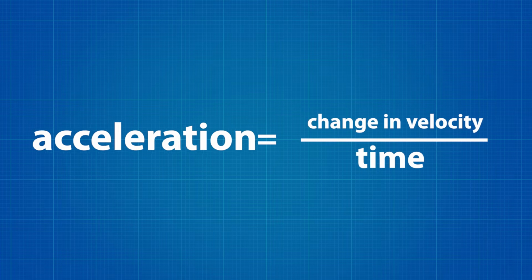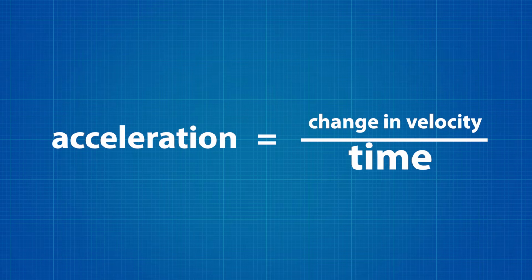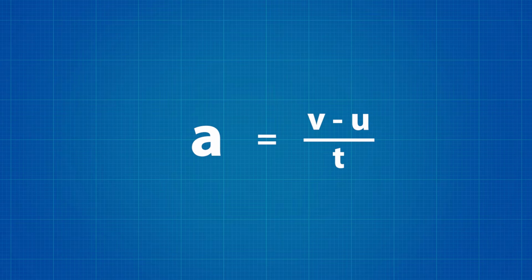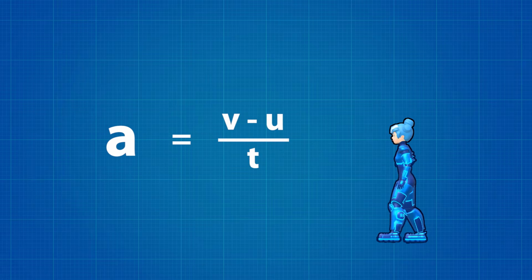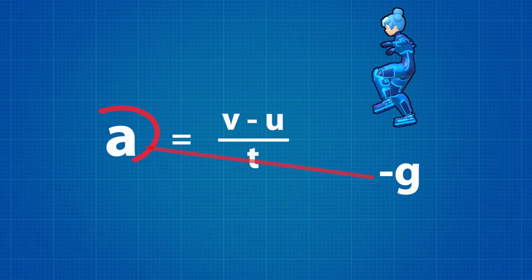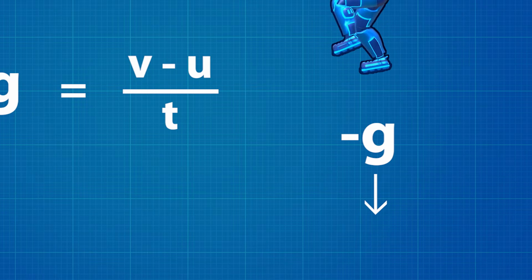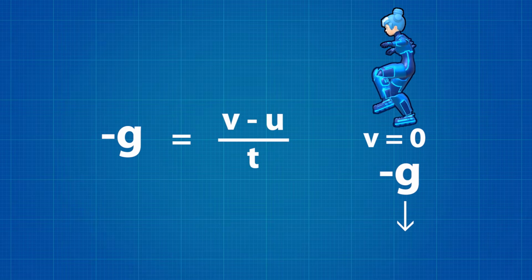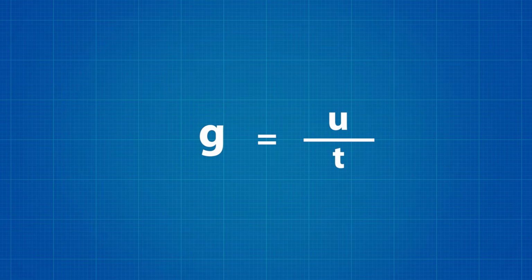To get the value of g, I'm going to use this equation which is acceleration equals a change in velocity divided by time. Or we can write this as a equals v minus u divided by t. And for jump motion, we can put g in place of a, which is negative because the force is downwards. And as v equals 0 at the top, it gets removed from the equation. So now we get gravity equals initial velocity divided by time.